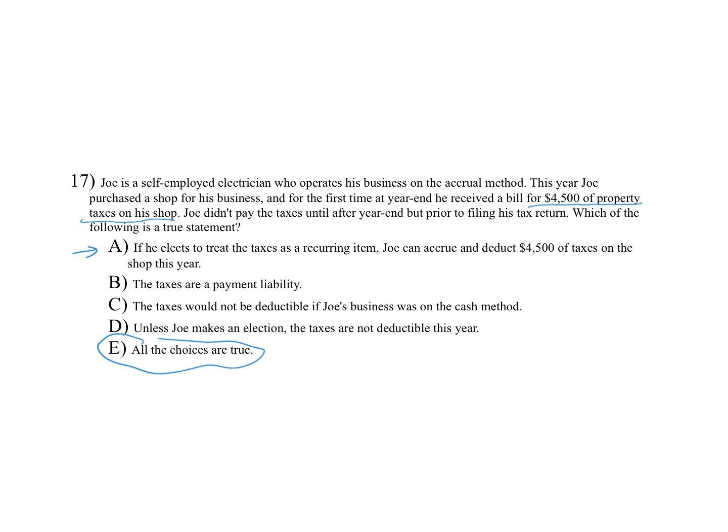That is 100% true. The taxes are a payment liability. That is also true. The taxes would not be deductible if Joe's business was on the cash method. That is true, because he didn't pay the taxes until after year end, right? So he would not be able to do that. He would not be able to deduct them if he were on the cash method. And so unless Joe makes an election, the taxes are not deductible this year. That is absolutely true, okay?